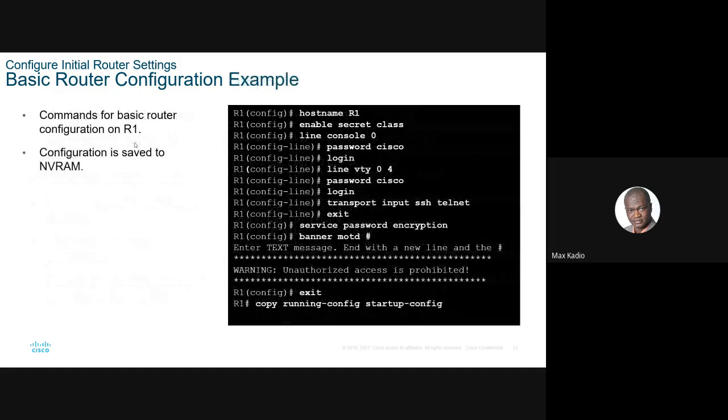We continue. So this is a full example of configuration. In the global config mode, hostname R1, to add a name to your router. Enable secret class to protect the privilege mode. Line console 0, password cisco, login, you exit. This is to protect the user mode or the console mode. Line vty 0 4, password. You can use 0 4, 0 5, or 0 and the maximum should be 0 15, not more than 15. So you can use any number.